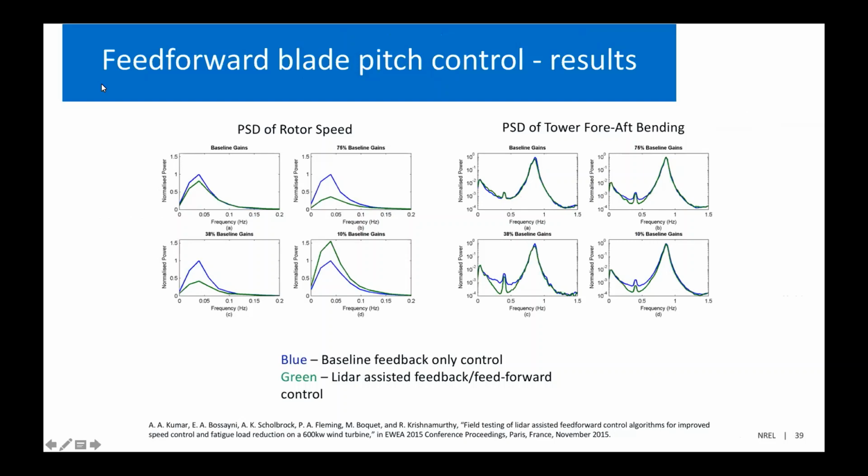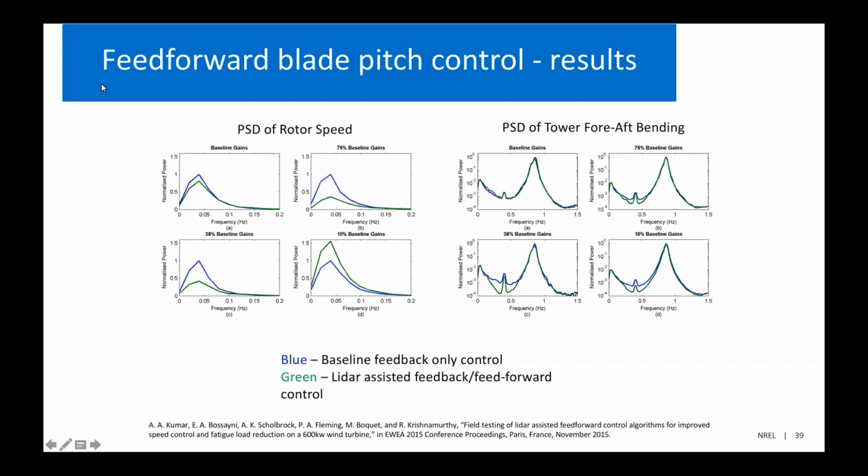So here are some results from feed-forward blade pitch control that we've done at NREL. On the left, we're showing the power spectral density of the rotor speed, and on the right, the power spectral density of the tower 4F bending. In each of the subplots, we have different gains associated with the baseline feedback controller. What we're doing here is detuning the baseline feedback controller, which allows that controller to focus on higher frequency content where we want to avoid loads, and the lower frequency content is then taken over by the feed-forward controller.